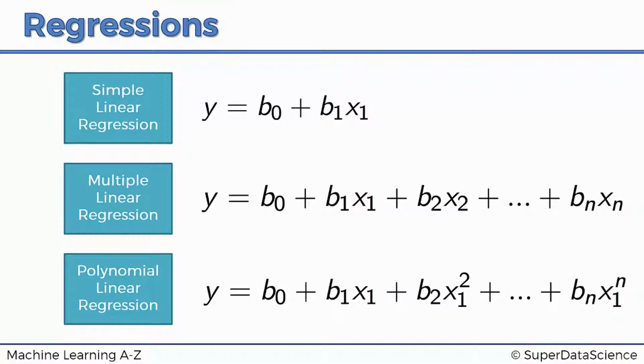So notice how it's very similar to the multiple linear regression, but instead of the different variables like x2, x3, x4, and so on, xn, we have the same variable x1, but in different powers. So instead of x2, we have x1 squared. Instead of x3, we would have x1 cubed. And so instead of xn, we would have x1 to the power of n. So basically, we're using one variable, but we're using the different powers of that variable.